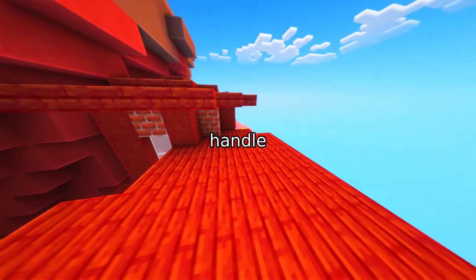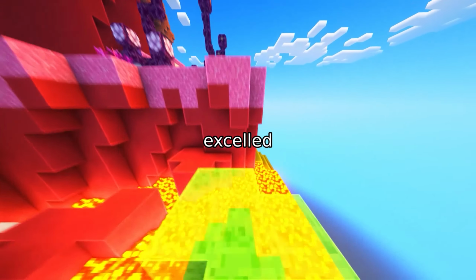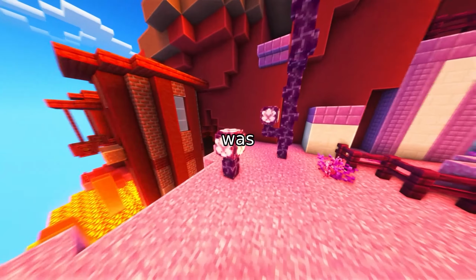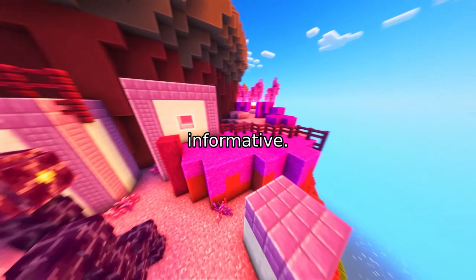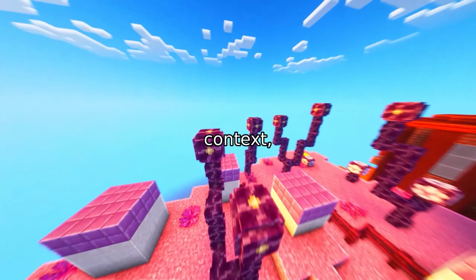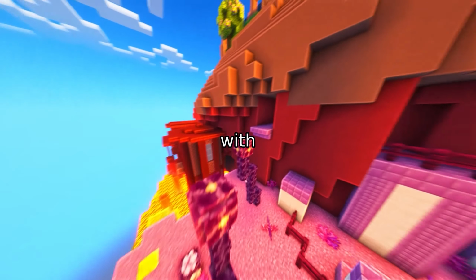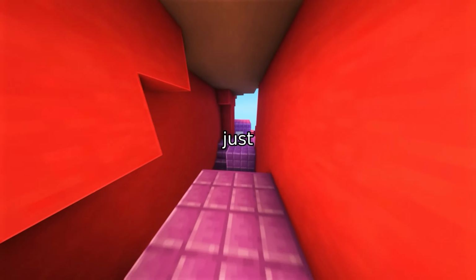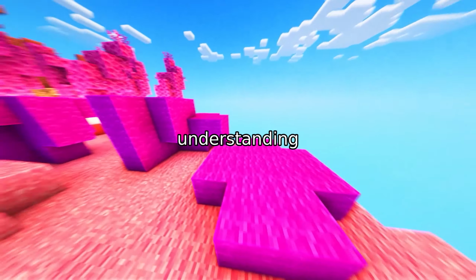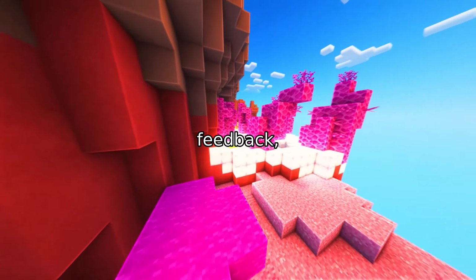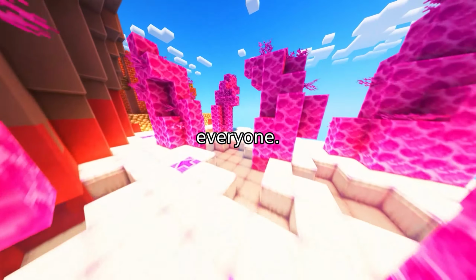And the model didn't just handle straightforward comments. It excelled at parsing tricky sentences like, "The lecture was not engaging but informative," or "The lecture was extremely engaging and incredibly informative." By focusing on keywords and context, it balanced conflicting sentiments with remarkable accuracy. This isn't just about technology. It's about making online education more human. By understanding the emotional undercurrents of student feedback, we can create better learning experiences for everyone.